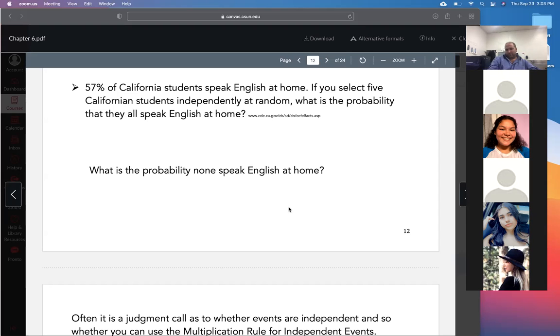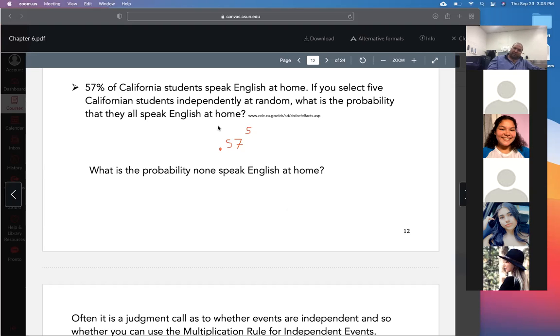Okay, so we do 43 over 100 multiplied. Well, hold on. Because it's 57% of California students speak English at home, and we're looking at the probability that none speak English at home. No, that's the second part. So then we're just doing the first one. So it's 57 over 100 multiplied by 57 over 100 five times. Okay, or you could just do 0.57 to the 5th power, done.